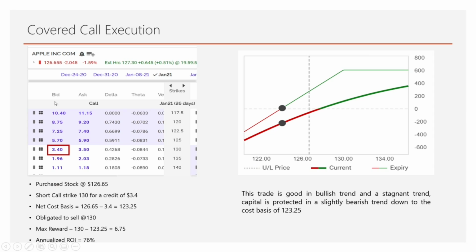So in this slide, I have the option chain screenshot. Right now, Apple is trading at $126.65. Any strike price that is closest to $126.65 is called at the money. So 125 or 130 is called an at the money option.